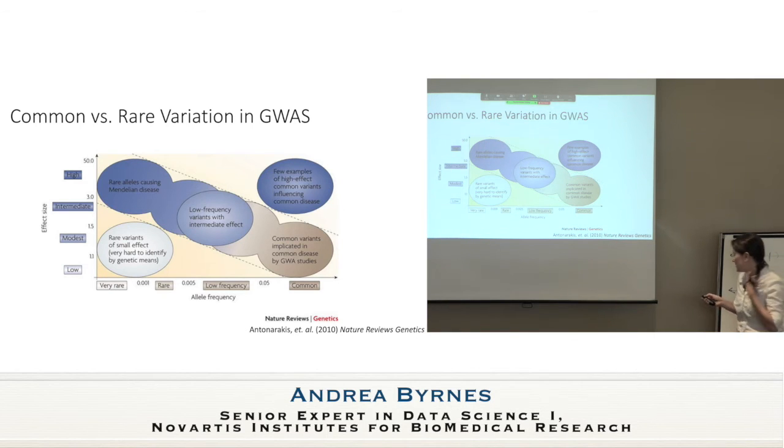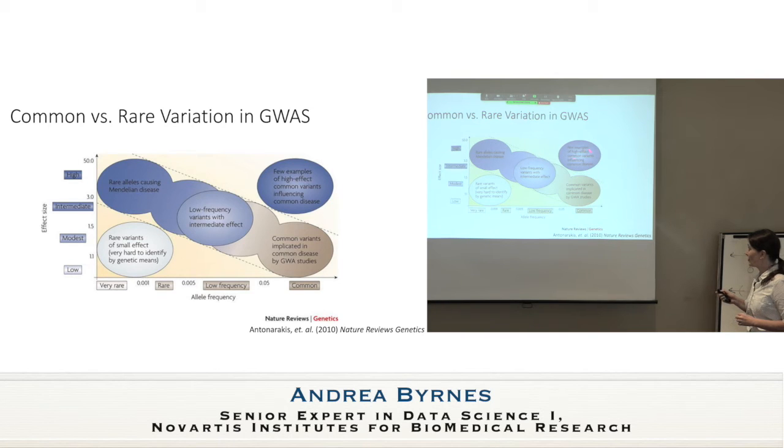This is from a 2010 Nature Reviews Genetics paper that talks about the trade-off between allele frequency, shown on the x-axis, from stuff that would be very, very rare, going to more common things over here, and the effect size that you're likely to see. You have low, modest, intermediate, and high, going up and up. The hypothesis was formed that rare alleles causing Mendelian disease would live over here. They would be very rare, and they would have a really big effect. Common variants implicated in common disease, or not implicated in anything at all, would live over here.